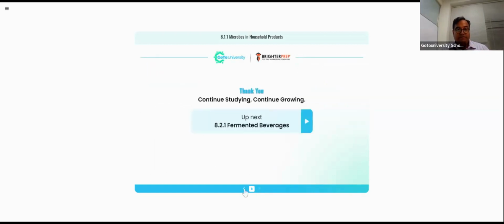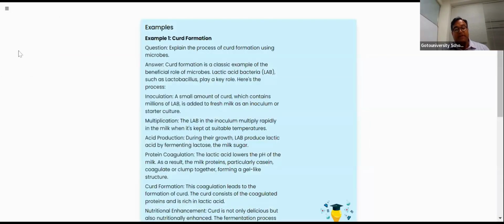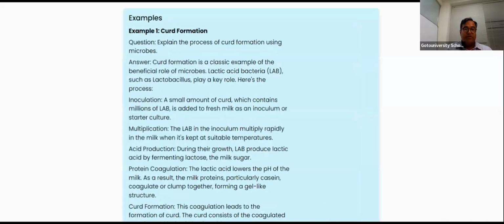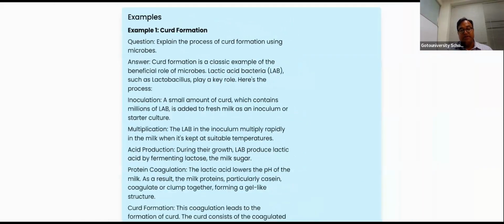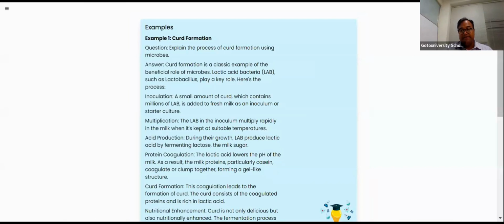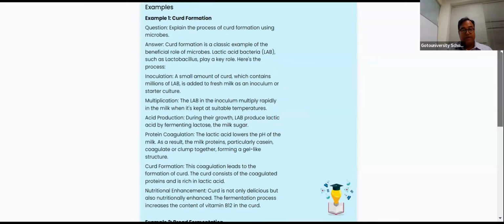Before entering into fermented beverages, we will look at the curd formation process as an example for the exam. They will ask how curd formation happens. If they ask the question, we need to write a lot of paragraphs, subparagraphs, and points. In the board exam, when you are writing the curd formation process, Lactobacillus lactis is a bacteria which is used for making vitamin B12.